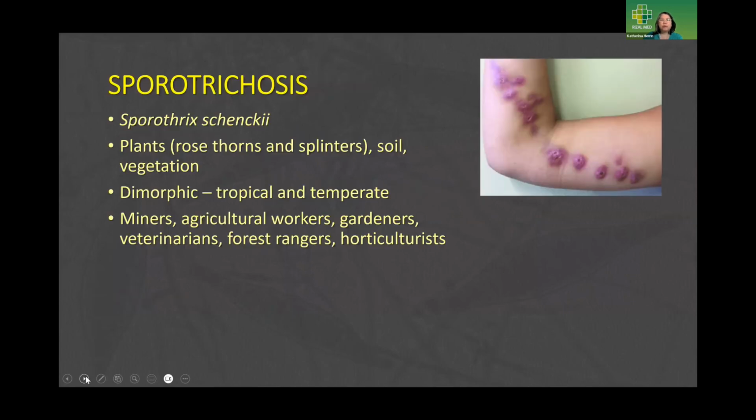Sporotrichosis is caused by Sporothrix schenckii. It's usually acquired from plants such as rose thorns and splinters, soil, and vegetation. It is a dimorphic fungus and is seen in both tropical and temperate climates. This infection is commonly seen in miners, agricultural workers, gardeners, veterinarians, forest rangers, and horticulturists.